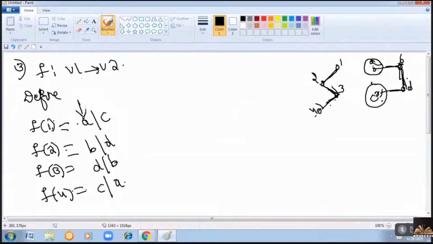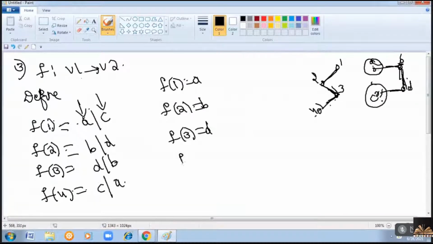So you can consider either this possibility or this combination. Let me consider the first combination. Any combination you can consider. f of 1 equal to A, f of 3 equivalent to D. You cannot define the function blindly. You cannot simply define f of 1 equal to A, f of 2 equal to B, f of 3 equal to C, f of 4 equal to D. If you define f of 3 equal to C, then what happens? The degree of 3 will be 2, the degree of C will be 1. Both are not equal. That is the reason you have to define it in such a way that the degrees of the images and the pre-images are the same, right?